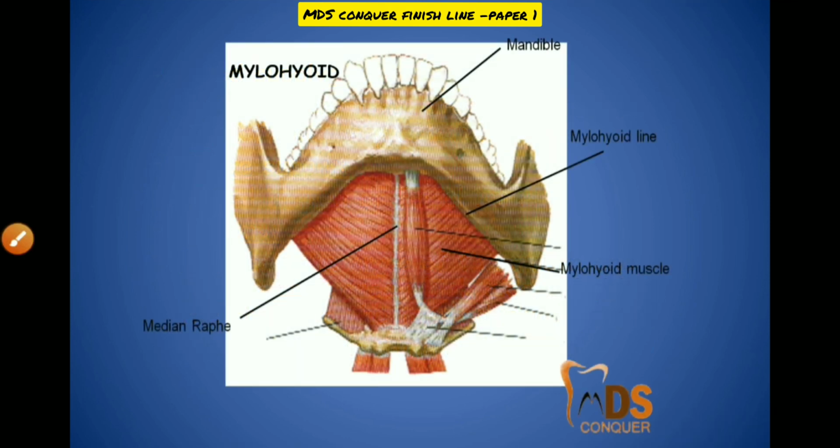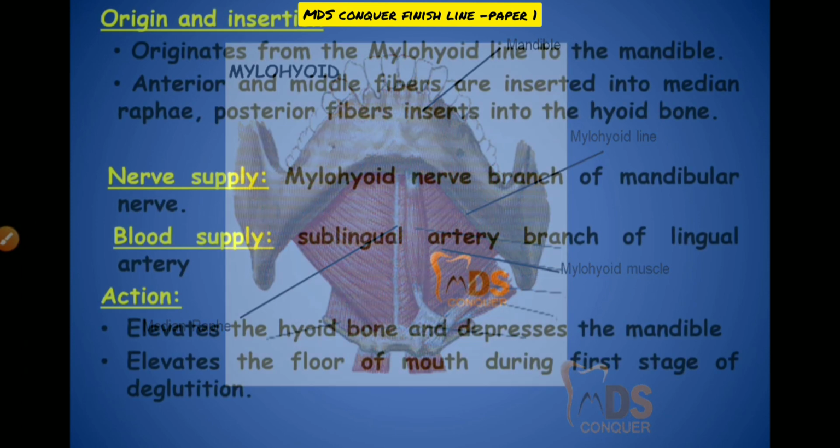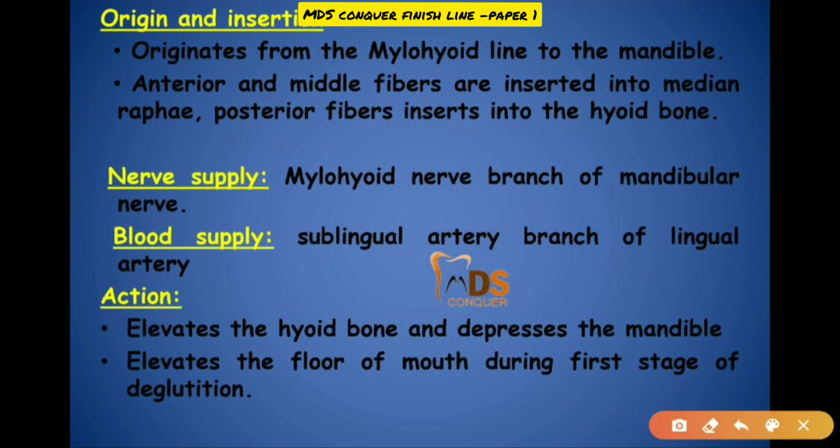Then coming to the mylohyoid muscle, it originates from the mylohyoid line of the mandible. Okay, then the anterior and middle fibers are inserted into the median raphe, whereas the posterior fibers insert into the hyoid bone. So it has three fibers: anterior, middle, and posterior.